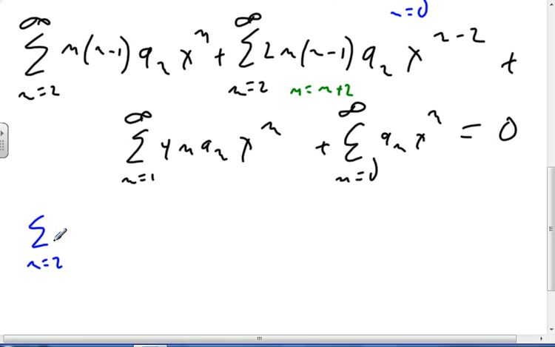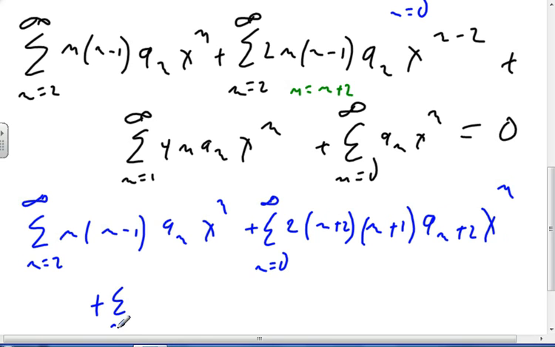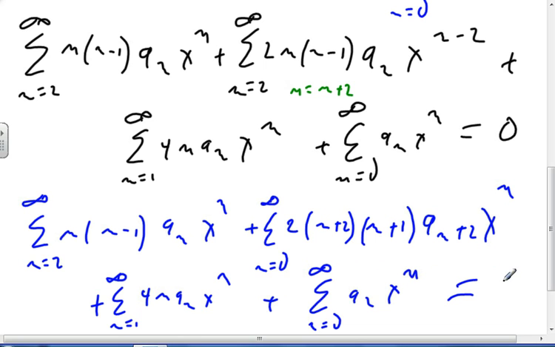Summation n equals 2 to infinity, n minus 1, a n x to the n, plus summation n equals 0 to infinity, 2, n plus 2, n plus 1, a n plus 2, x to the n, plus summation 1 to infinity, 4n a n x to the n, plus summation n equals 0 to infinity, a n x to the n is equal to 0.